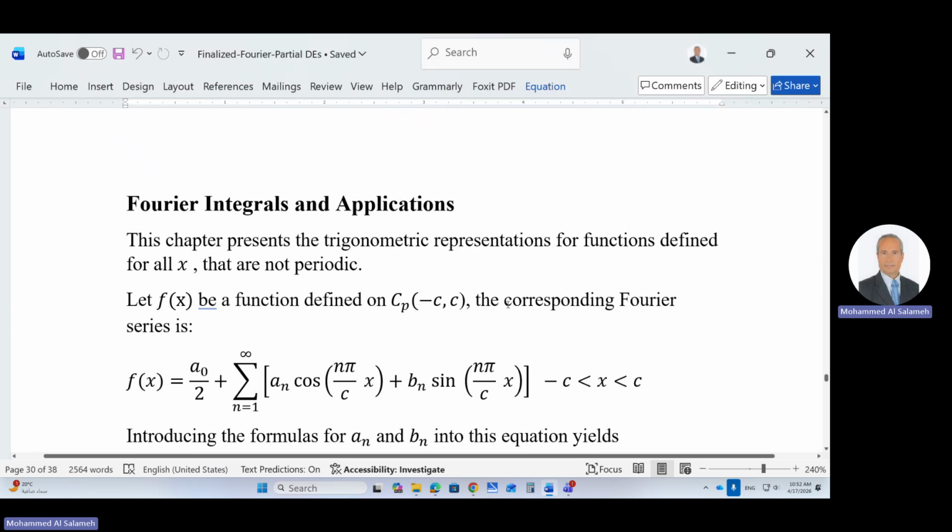We finished now the Fourier series. We start with the Fourier integrals and applications.